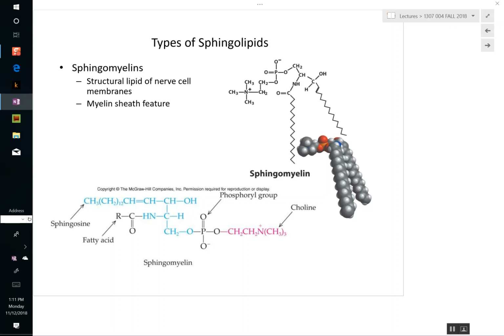But they have this phosphate group. Look at that, lots of oxygens, a negative charge. And then they have these alcohols on them with charge on them. So a very polar head, a very water-loving head, and 2 hydrophobic tails. Sphingolipids. All right, so sphingomyelin or the myelin sheath.